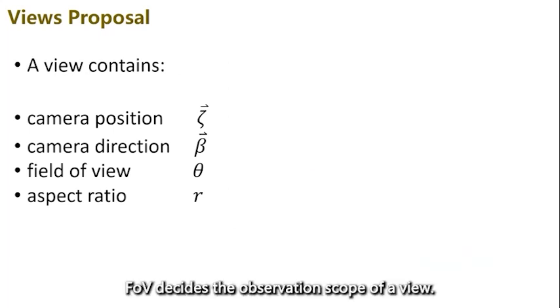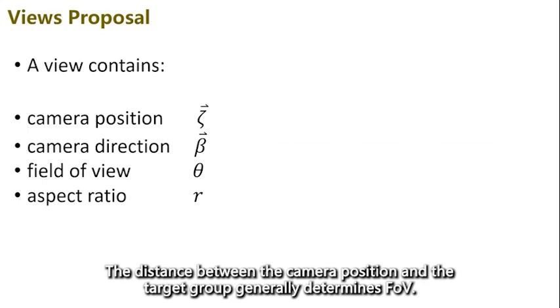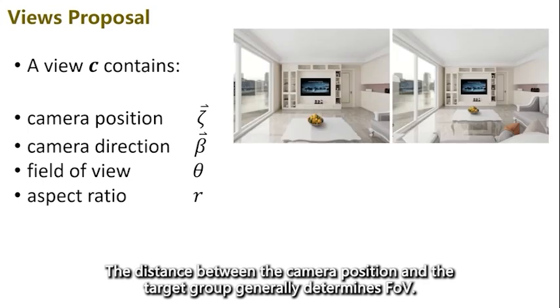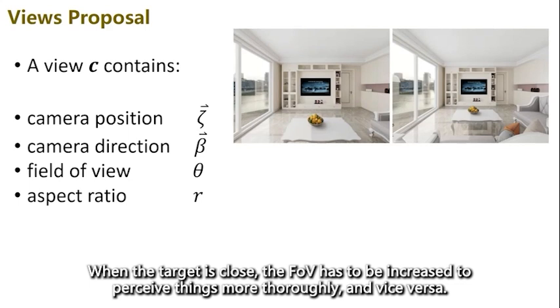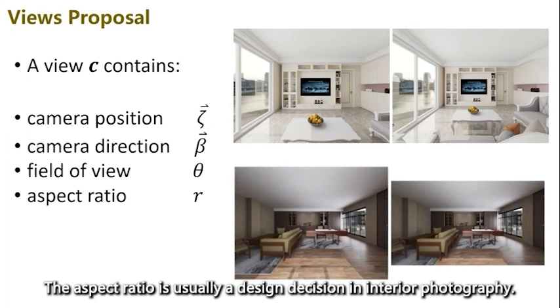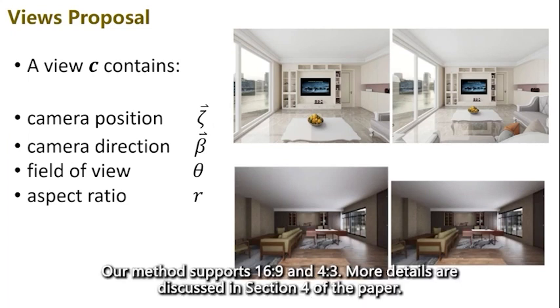FOV decides the observation scope of a view. The distance between the camera position and the target group generally determines FOV. When the target is close, the FOV has to be increased to perceive things more thoroughly, and vice versa. The aspect ratio is usually a design decision in interior photography. Our method supports 16:9 and 4:3. More details are discussed in section 4 of the paper.